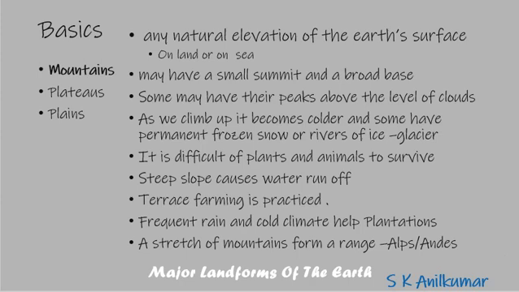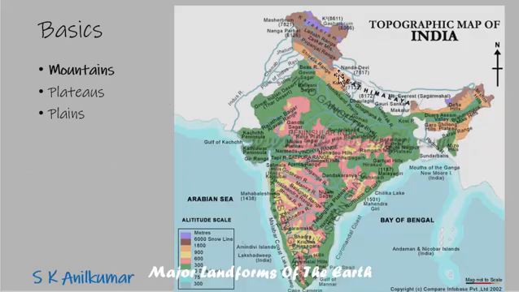A stretch of mountains, a group of mountains together, is called a range. For example, Alps is a range, Andes is a range, Aravallis is a range. Mountains. Now this is a topographic map of India. These are very high mountains, the Karakoram ranges. Here you have the Karakoram ranges.